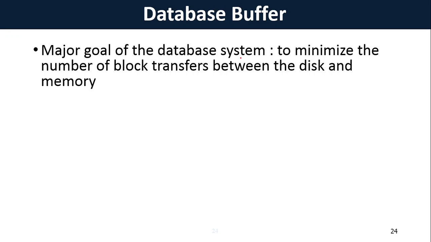We do not want many block transfers between the disk and memory, because you might know that I/O operations and block transfers are really very expensive tasks. So we do not want to have a large number of block transfers between the disk and the memory. One way to reduce the number of disk accesses is to keep as many blocks as possible in main memory. If we store all the tables from the database in main memory, then we need not have such block transfers, right. So one solution is to keep as many blocks as possible in main memory.